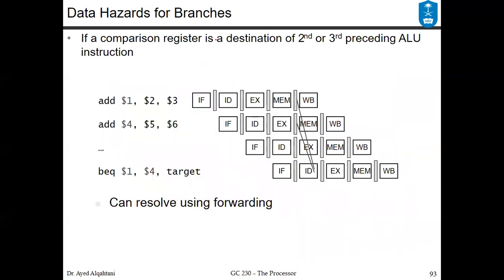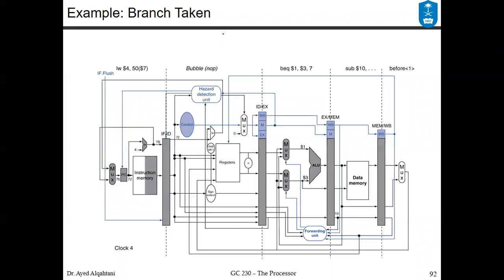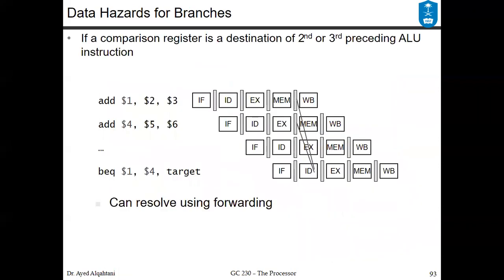Now, the data hazard for the branches. Now we finished the hardware that we need to add for the control hazards. But what about the data hazards that could happen between instructions that are before the branch? Notice the branch needs 2 source registers to compare. What if registers 1 and 4 are actually outputs, and this is usually the case. They are written in registers by previous instructions.